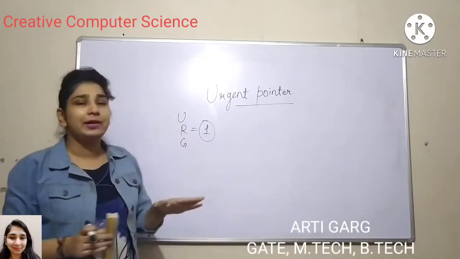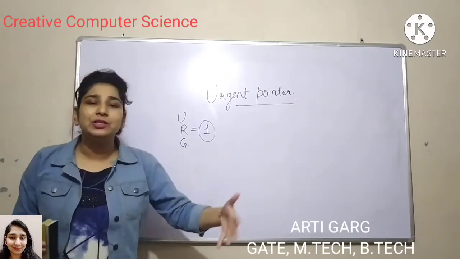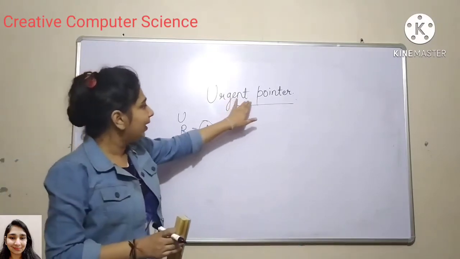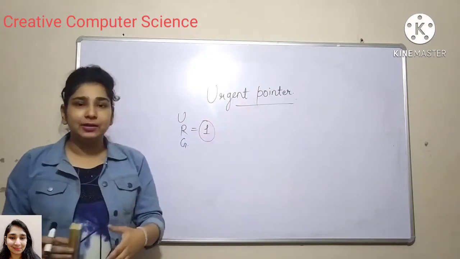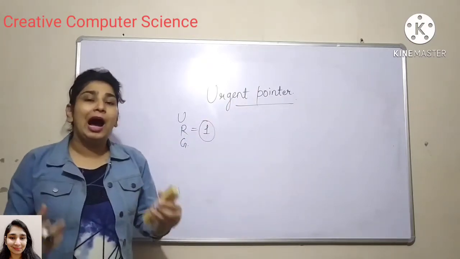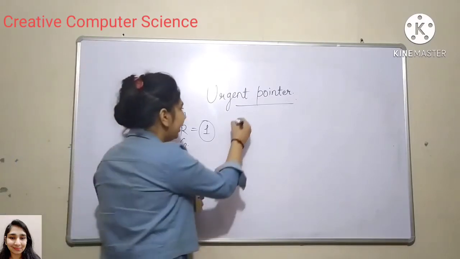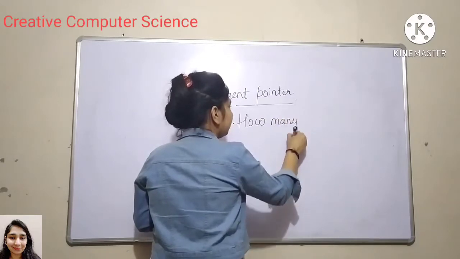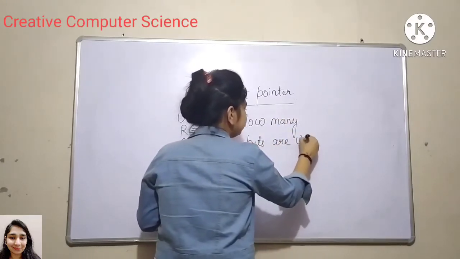So the urgent pointer means you have some urgent data which you want to reach the destination at the highest priority. What does the urgent pointer mean? This field is going to save how many bits in your data are urgent.